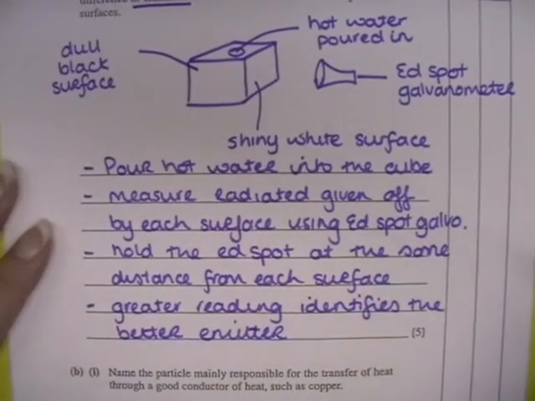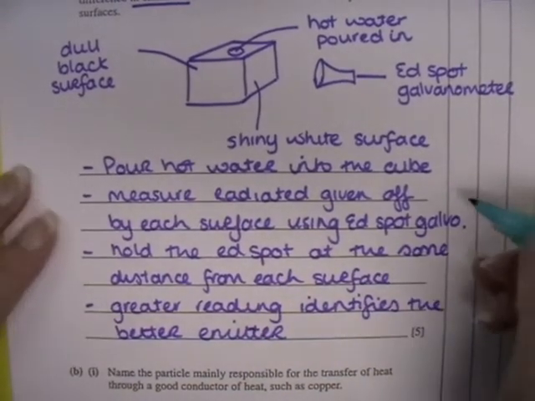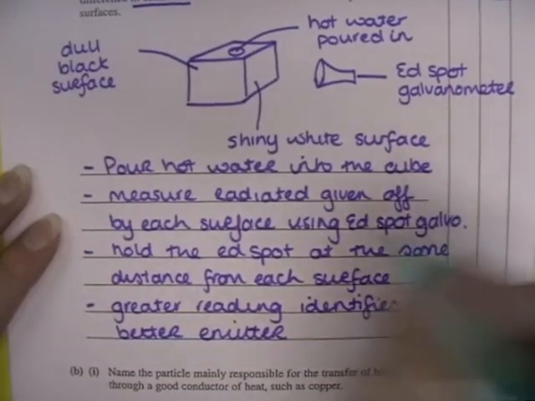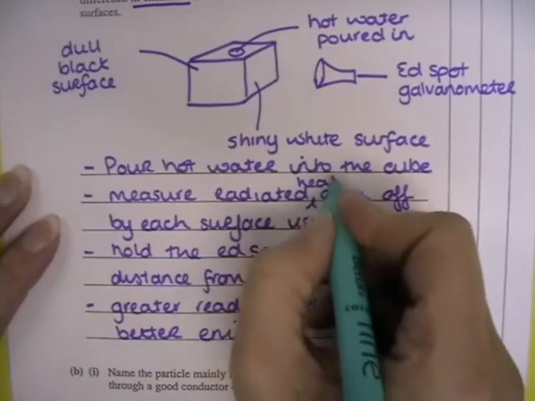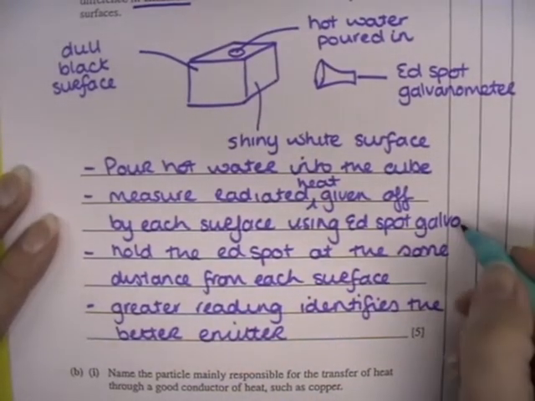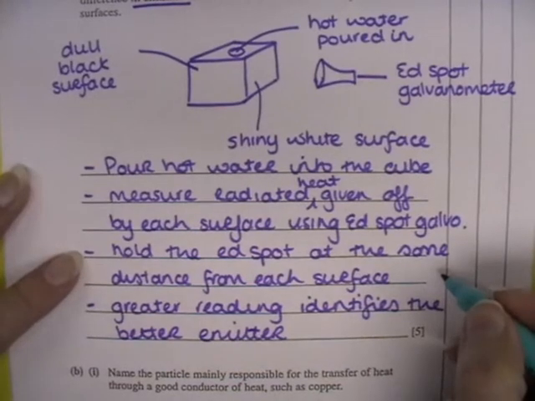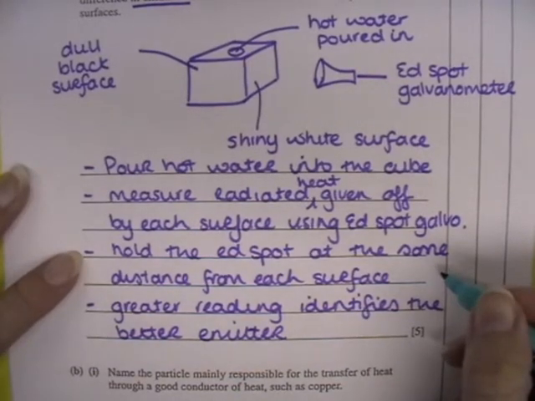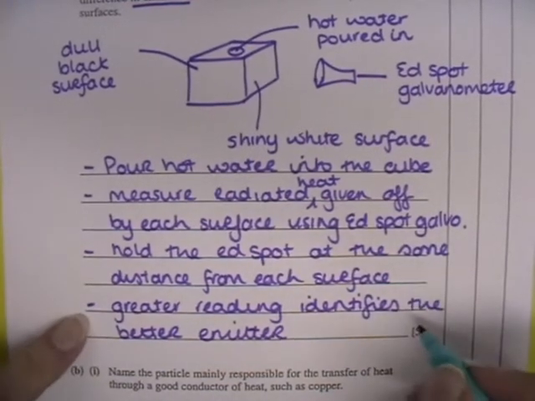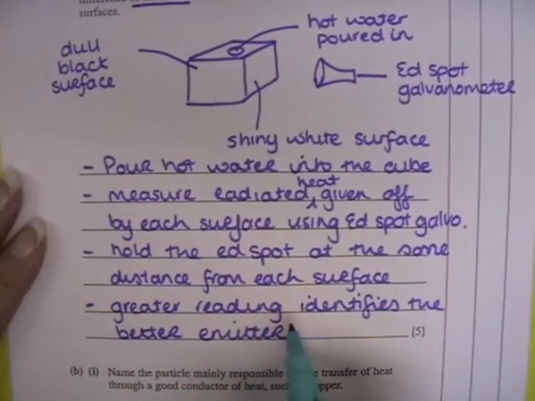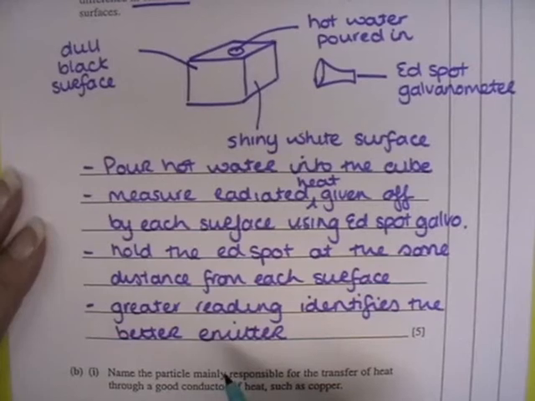So the diagram will get you a mark. The second mark would be about measuring the radiated heat given off. There should be heat in there. By each surface using the Edspot galvanometer. The third mark would then be for explaining how you must have the same distance from each surface to ensure a fair test. And then the final mark is for identifying the greater reading tells you which surface has a better emission.